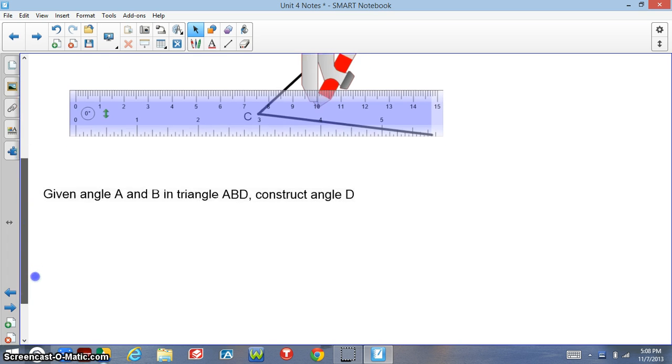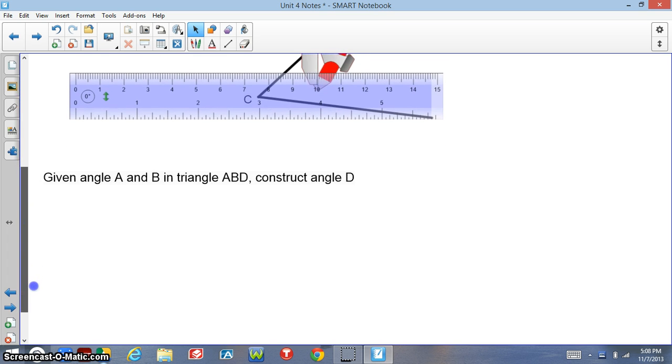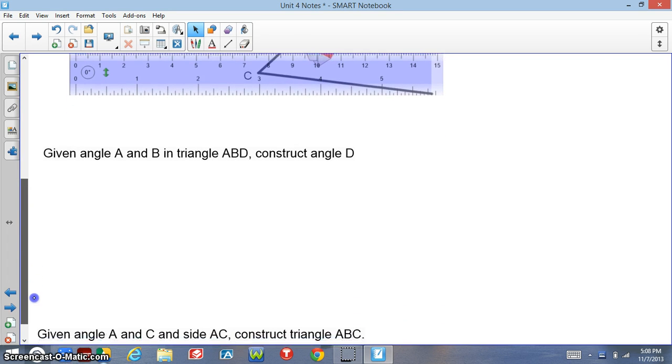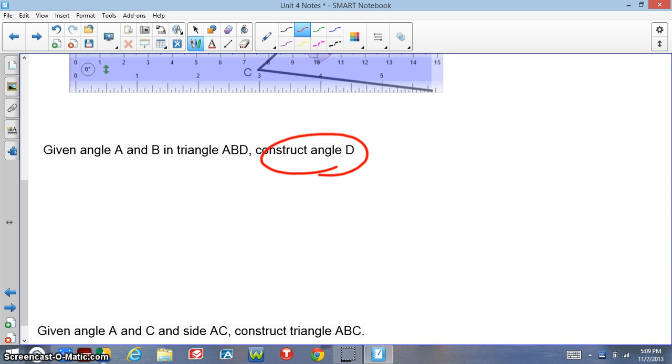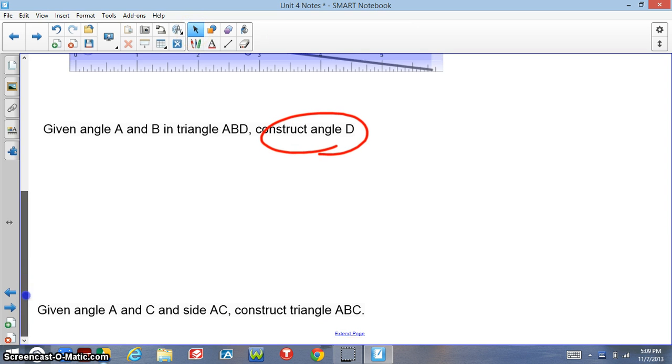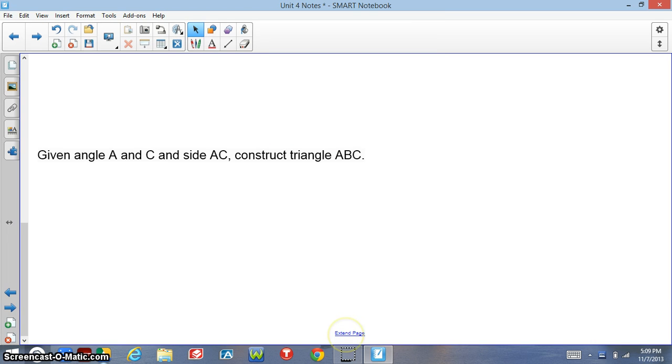It tells us that given angle A and angle B in triangle ABD, we want to construct angle D. That one we're actually going to talk about in class, because I want you to think about this one and try to figure out a good way that you could get that angle D. Again, we'll talk about that one in class. Alright, so we'll look at this next one.